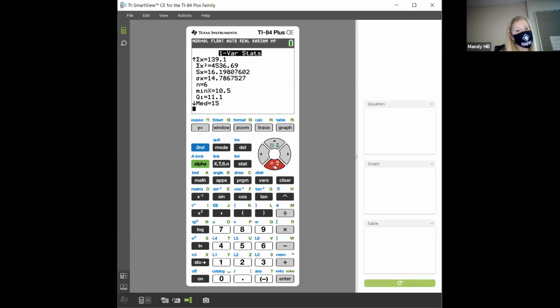16.20. And if you arrow on down, which is what we're going to do in a minute with some other problems, they've got the minimum number, your quartile 1, your median, your quartile 3, and your maximum. That's going to be your 5-number summary that we're going to use to make the box and whisker plot in a minute, okay? But we don't need that. So SX was our answer, 16 point, that's our standard deviation.